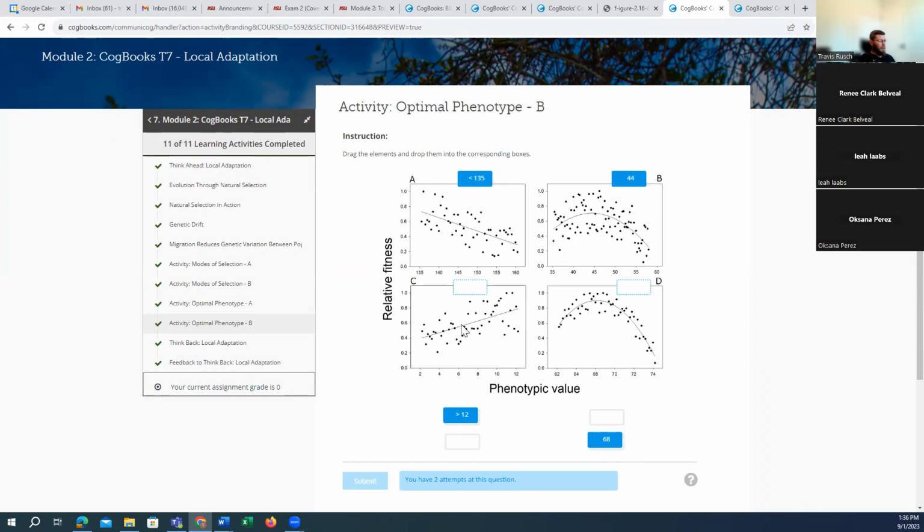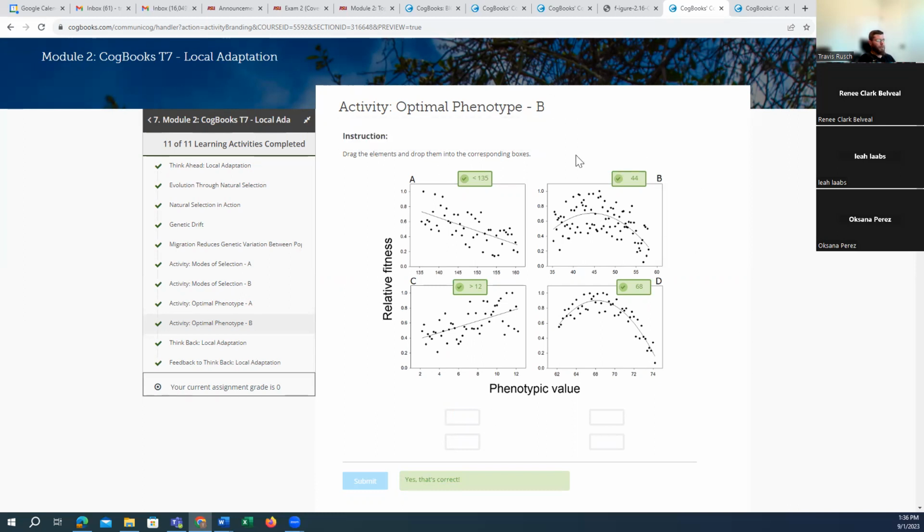That's our answer. And then this one, we have directional, right? That moves to the right. We have increased fitness. So we know it's the right side of the curve. Drop down, maybe somewhere around 12. That's our best answer. Fitness increases, then decreases, right? So we know that it's an intermediate value. So this is, again, our stabilizing. Drop it down somewhere around 68. And that's our last choice. So that's how we work through finding the optimal phenotype.